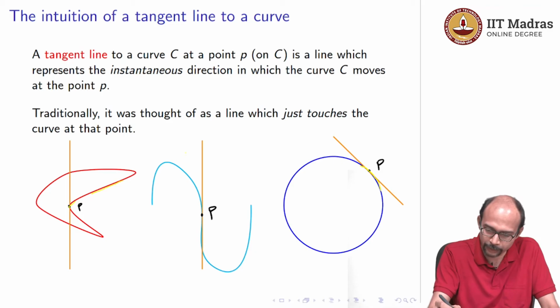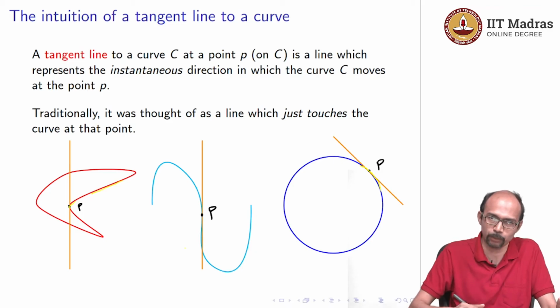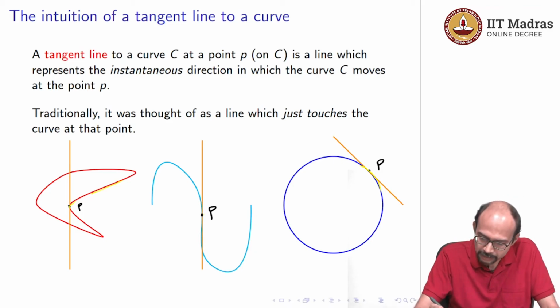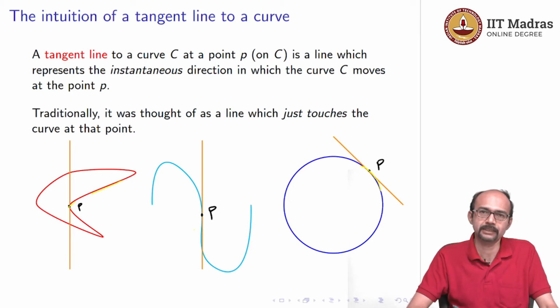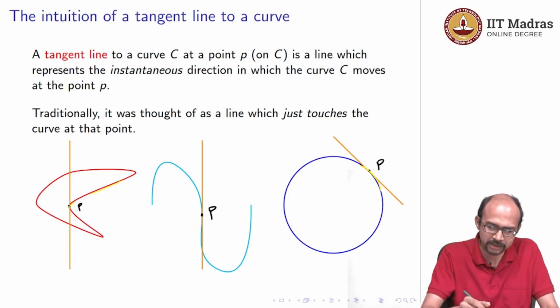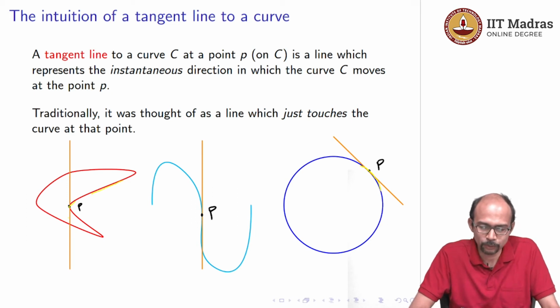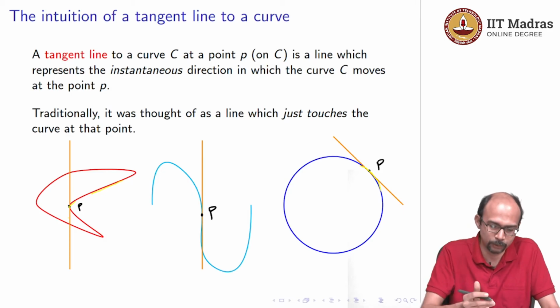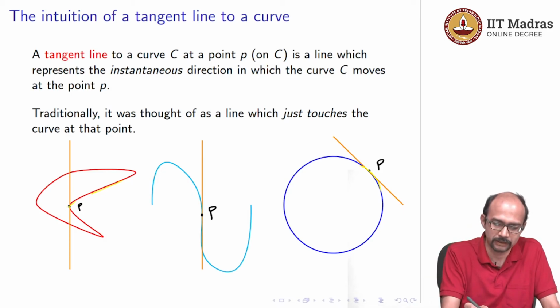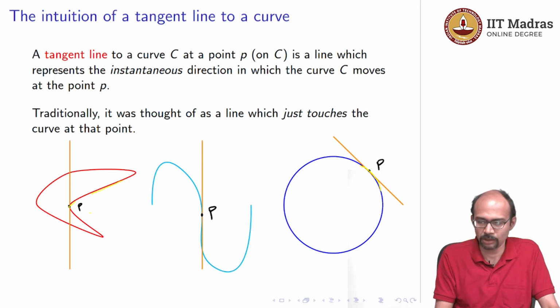If you move it too much, then it intersects in only one point. But if you move it a little, very close by, then it does intersect in 2 points. And similarly over here, if you move it a little, it intersects in several points. If you move the orange line to the left for the red curve, it intersects in 2 points. If you move it to the right, it intersects in 4 points.